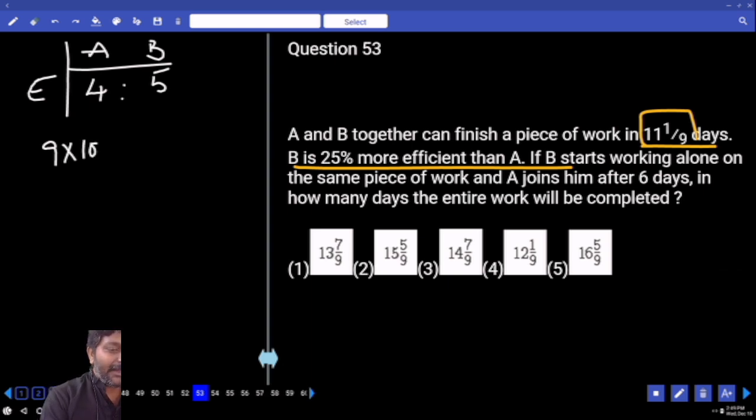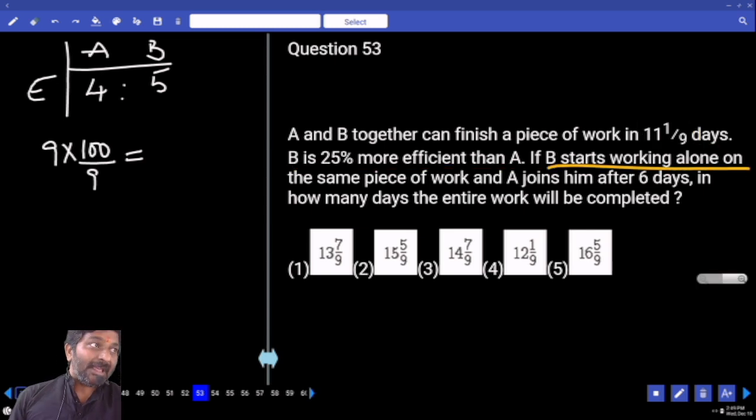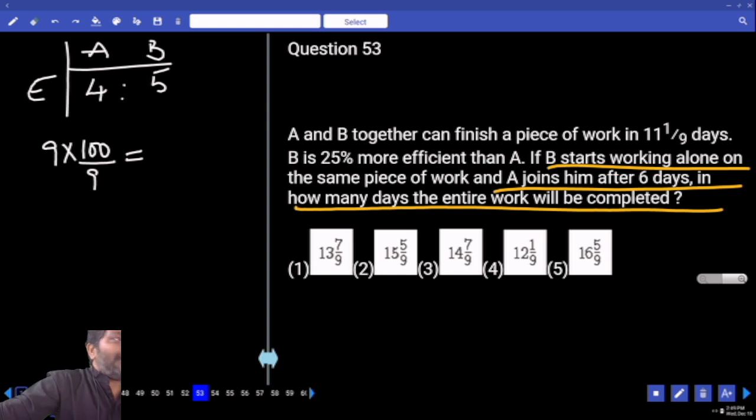Efficiency multiplied by the number of days that they take is the total work. Yes, this is the total work, 100 units. Now, B started working alone and A joins him after 6 days. In how many days will the entire work be completed? Right. How much is the total work?